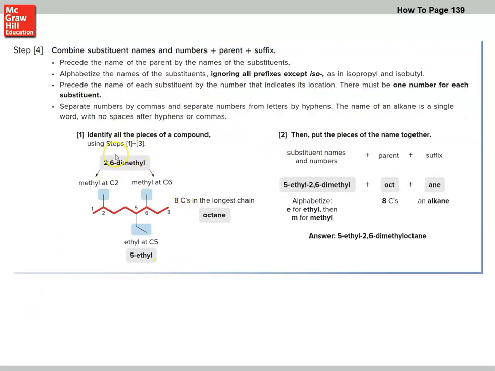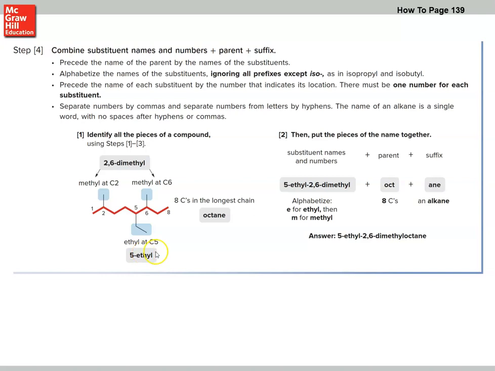Here's an example of that system. We have 2,6 dimethyl because we have a methyl group at the 2 and a methyl group at the 6 carbon. And you'll notice this is the full name. It would be 5-ethyl. E comes before the methyl part. We're not taking it in front of the D part.